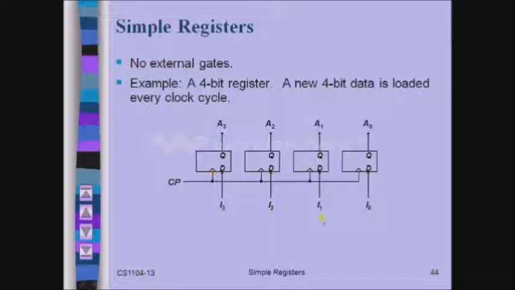Here I0 to I3 are the inputs which are connected to the D inputs of the flip-flops, and A0 to A3 are the outputs. For every positive edge of this clock pulse, these flip-flops process the inputs and produce the outputs. Even if we are not changing the inputs, for example, assume that initially my input is 1 1 0 0. During the first positive edge of this clock pulse, these flip-flops process the inputs and produce the same outputs.